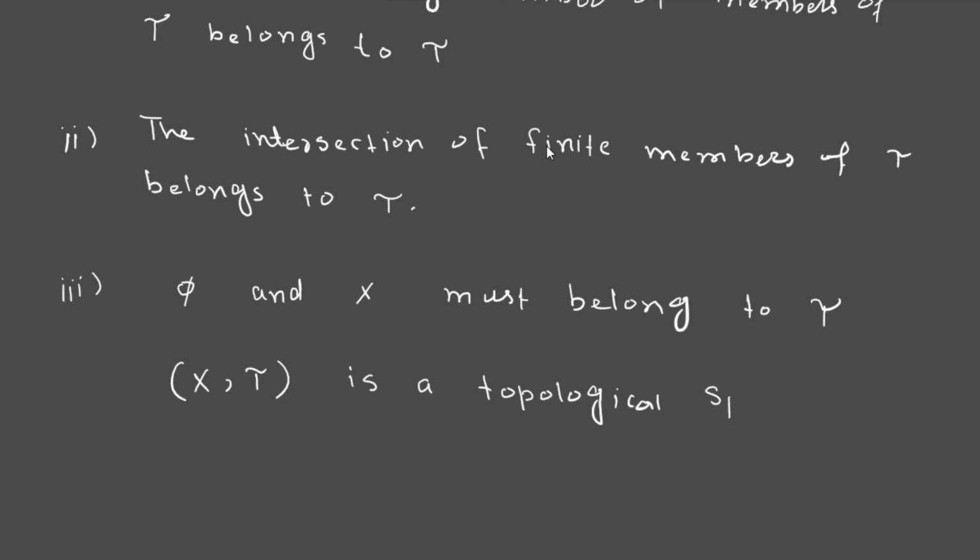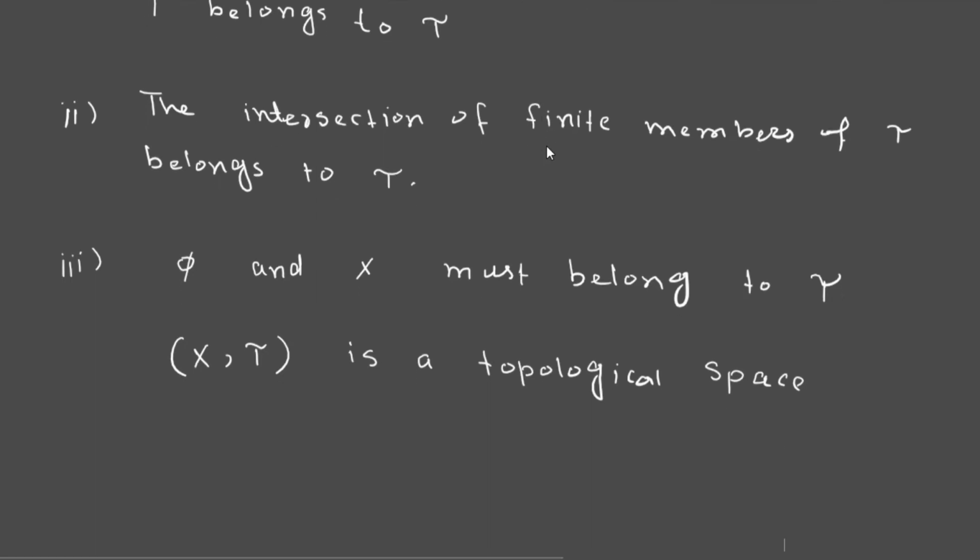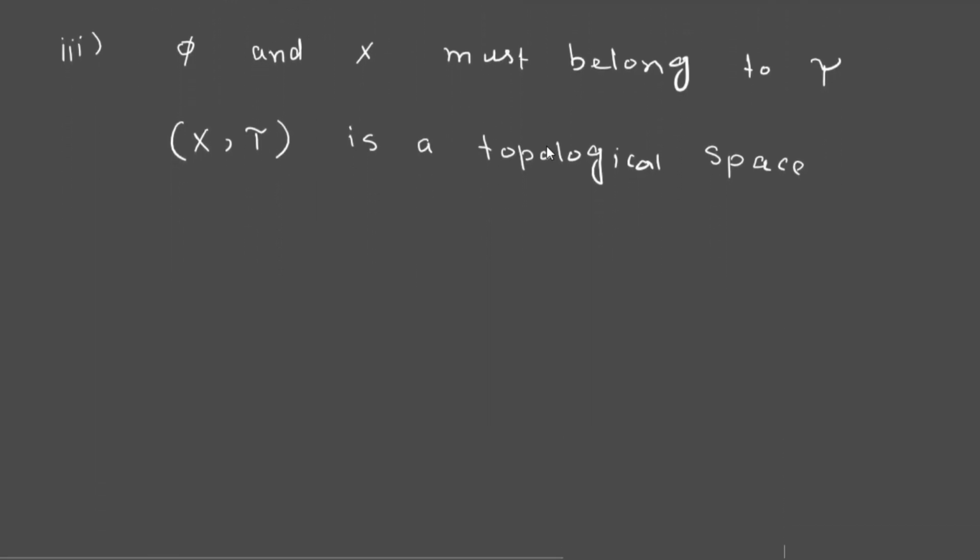After defining a topological space, remember that the members of tau are also called open sets. If we represent an open set by O, we want to write this definition in mathematical form.